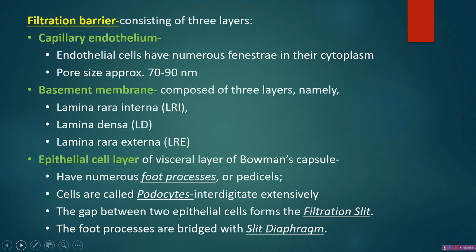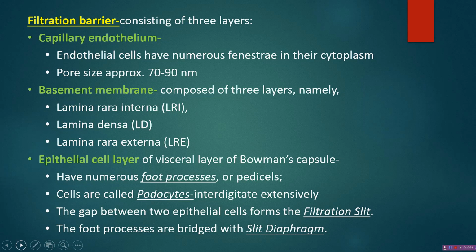Now coming to the filtration part. The filtration barrier of the kidney consists of three layers: the capillary endothelium, the basement membrane, and the epithelial cell layer. The capillary endothelium has numerous fenestrae in the cytoplasm. Approximately the pore size is 70 to 90 nanometer. The basement membrane is distinctly composed of three layers: the lamina rara interna, the middle lamina densa, and the lamina rara externa, that is the external area.